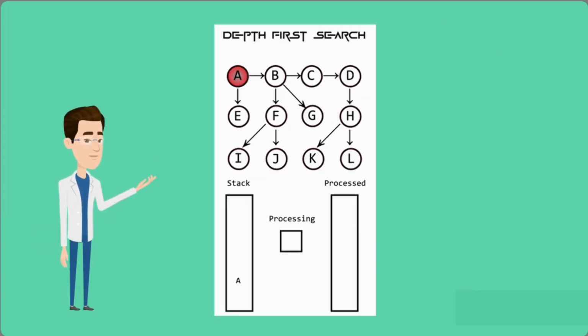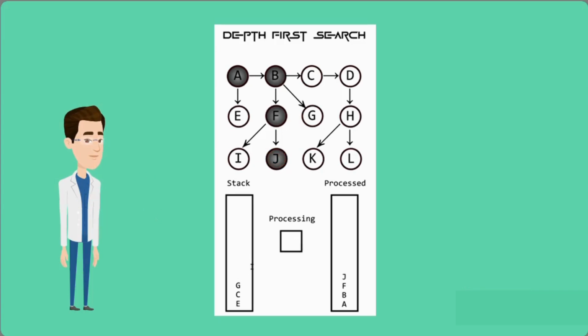Depth-first search, DFS, is a graph traversal algorithm that explores as deeply as possible along each branch before backtracking. Let's walk through the steps of DFS with a sample graph. We start at node A. First, we push A onto the stack, then pop and process it, marking it as visited. We push its adjacent nodes B and E in reverse order, E first.